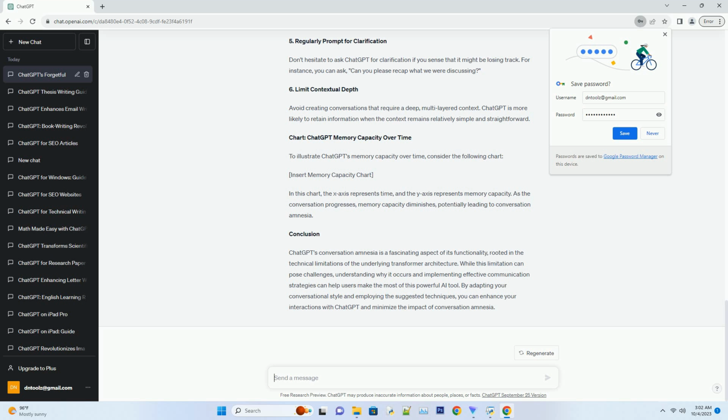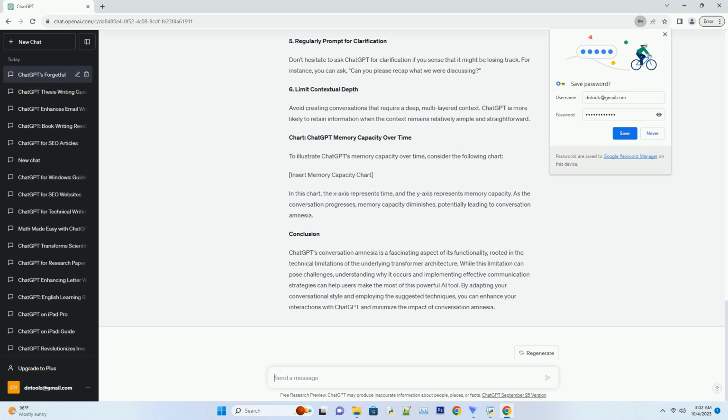Number 5. Regularly prompt for clarification. Don't hesitate to ask ChatGPT for clarification if you sense that it might be losing track. For instance, you can ask, "Can you please recap what we were discussing?"